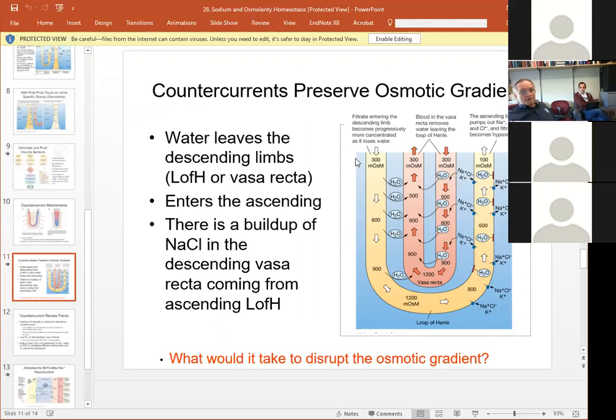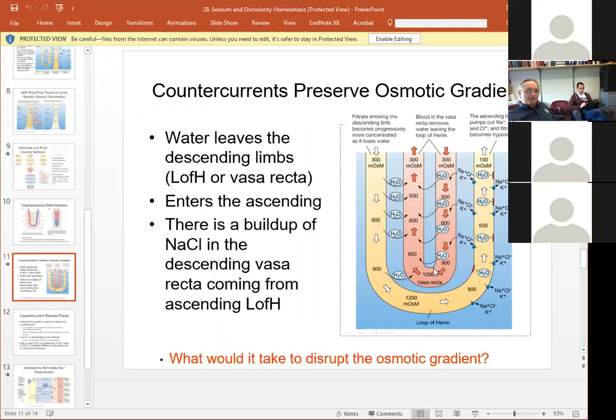Now, the water that's coming out of the descending limb of the loop of Henle can be picked up by the peritubular capillary as it goes back, and so the plasma ends up back in its dilute state.